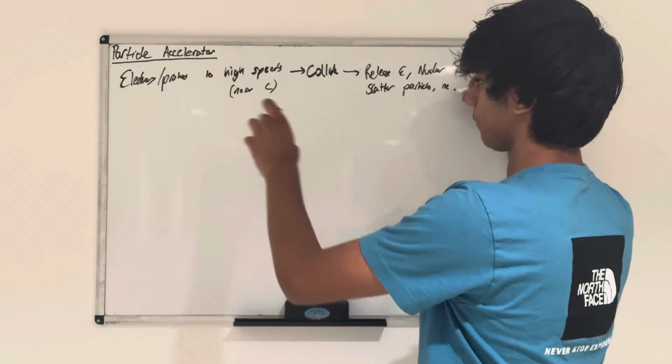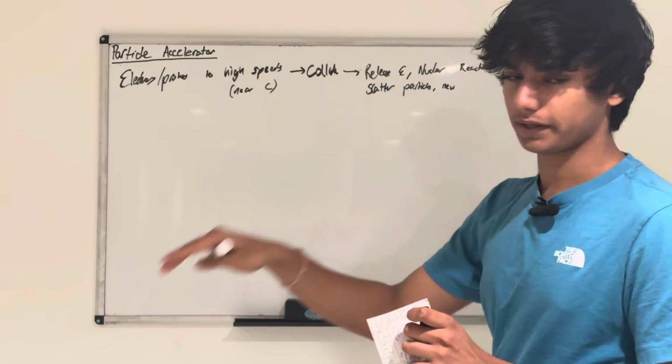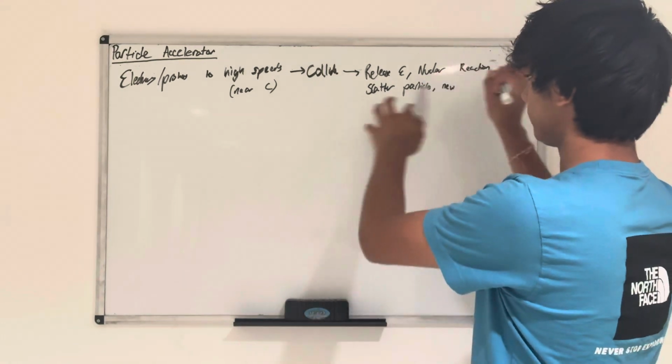So the reason why we use particle accelerators is to speed these particles up and then collide them or target them to a certain area. And then these things happen as a result.